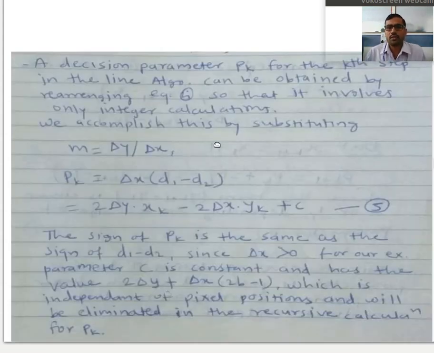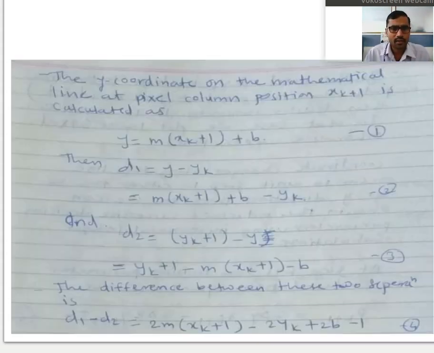Now we'll introduce a new term called the decision parameter pk for the kth step in the line algorithm, which can be determined by rearranging equation number 4 so that it involves only integer calculations. We accomplish this by substituting the value of m. The slope is m is equal to dy by dx, or delta y divided by delta x, and this is a fractional value, which produces floating point arithmetic.